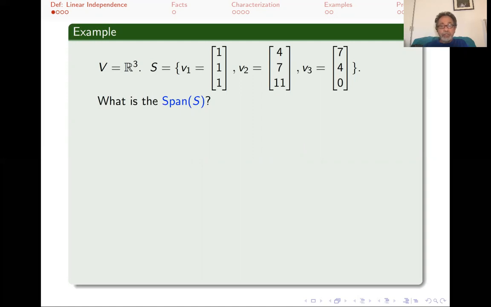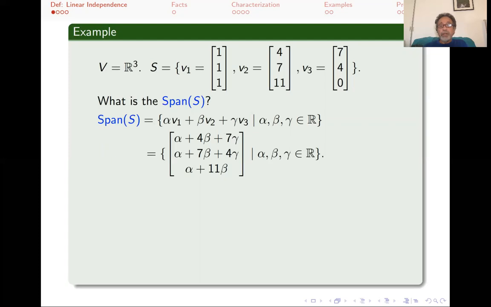By definition, span is just the linear combinations of all the elements in S. The span of S consists of all vectors that you can get by multiplying V1 by alpha, V2 by beta, V3 by gamma, and adding them up. So vectors of the form alpha V1 plus beta V2 plus gamma V3. Alpha, beta, gamma can be any real numbers, including 0. Some of them or all of them could be 0.